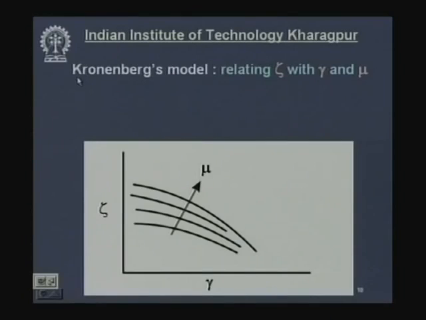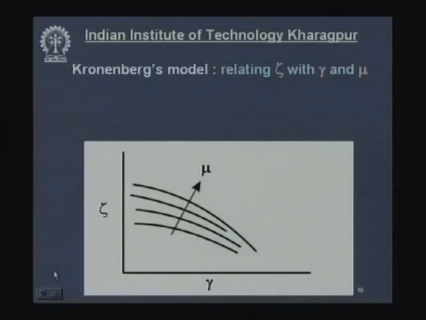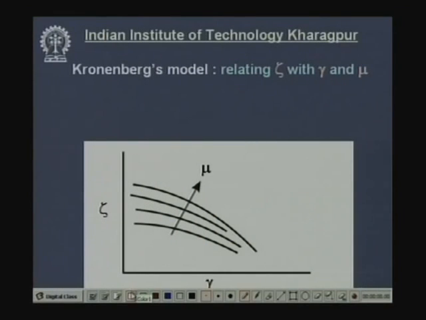Now, here the Cronenberg's model, he is a scientist, he did lot of work in this area. He related zeta, the chip reduction coefficient, with gamma and mu. Before we write the equation, we should understand what is the significance of this zeta? Zeta is called chip reduction coefficient. This is A2 by A1. So, this is the degree of thickening of the chip. More thickening means more energy investment, less thickening means less energy investment.